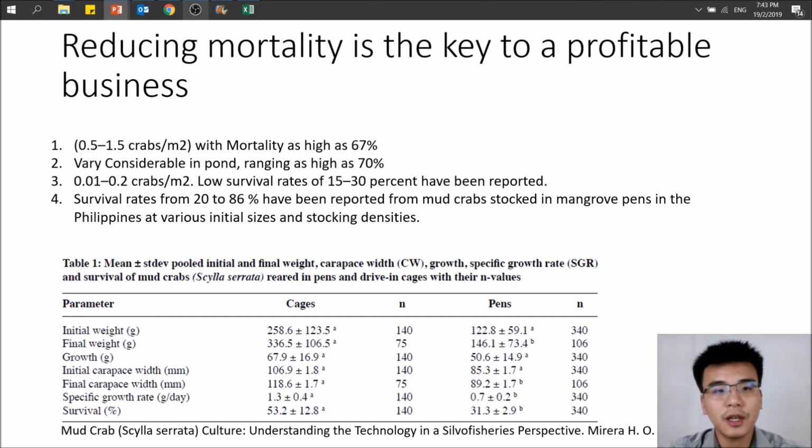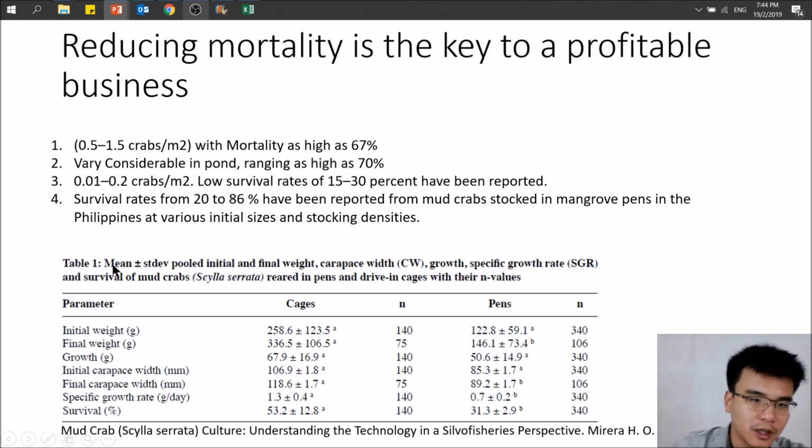Typical stocking density can be 0.5 to 1.5 crabs for every square meter, and with this kind of stocking density, mortality can be as high as 67%. If you are stocking up to 0.2 crabs per square meter, you can sometimes have a mortality of 85%, or in other words, a survival rate of 15%. However, survival rates from 20 to 86% have been reported in mangrove pens, depending on stocking density.